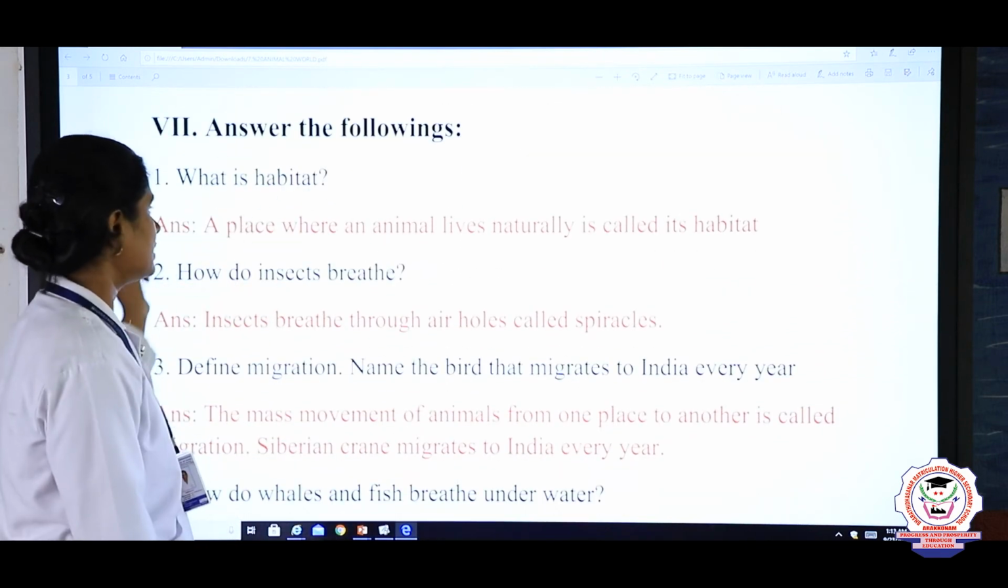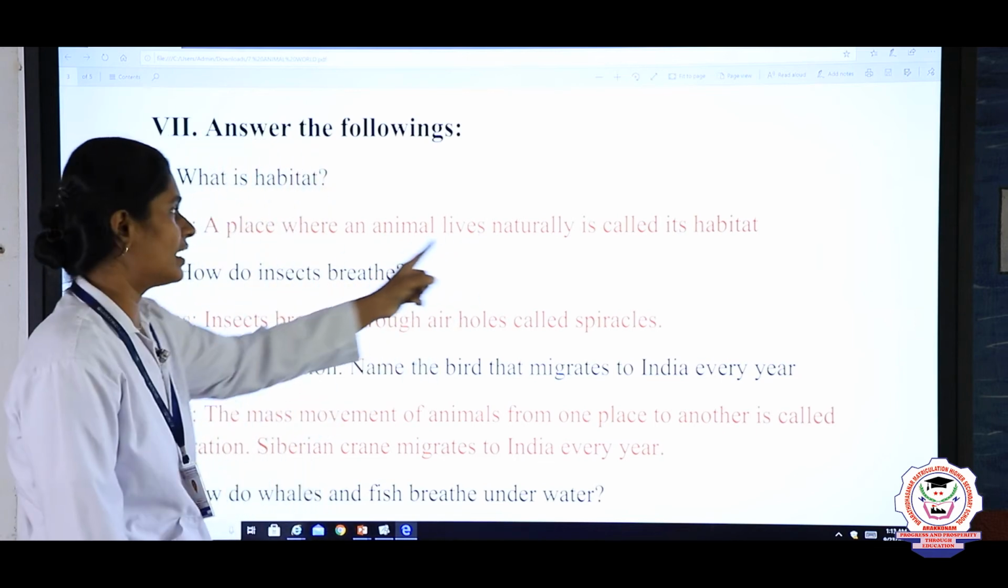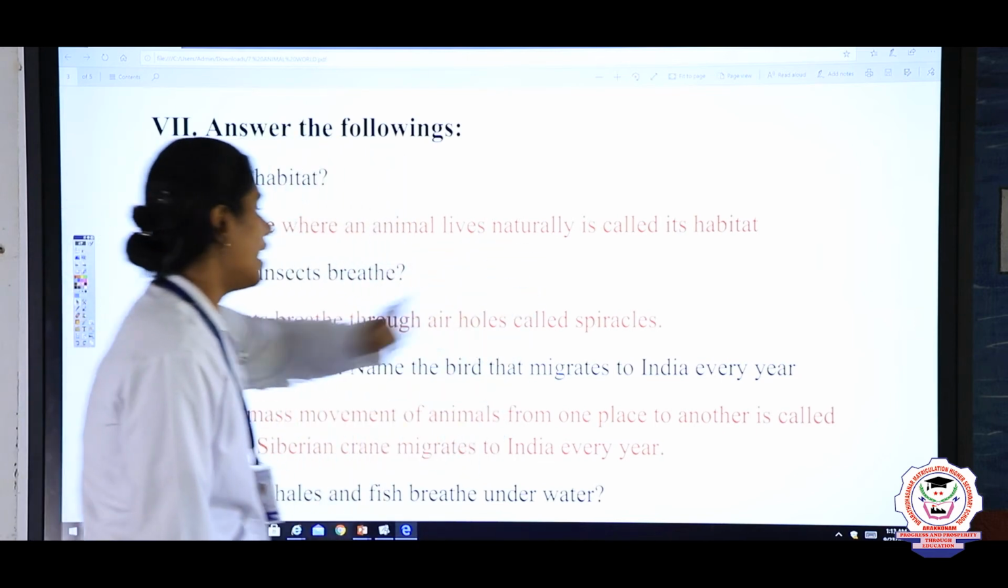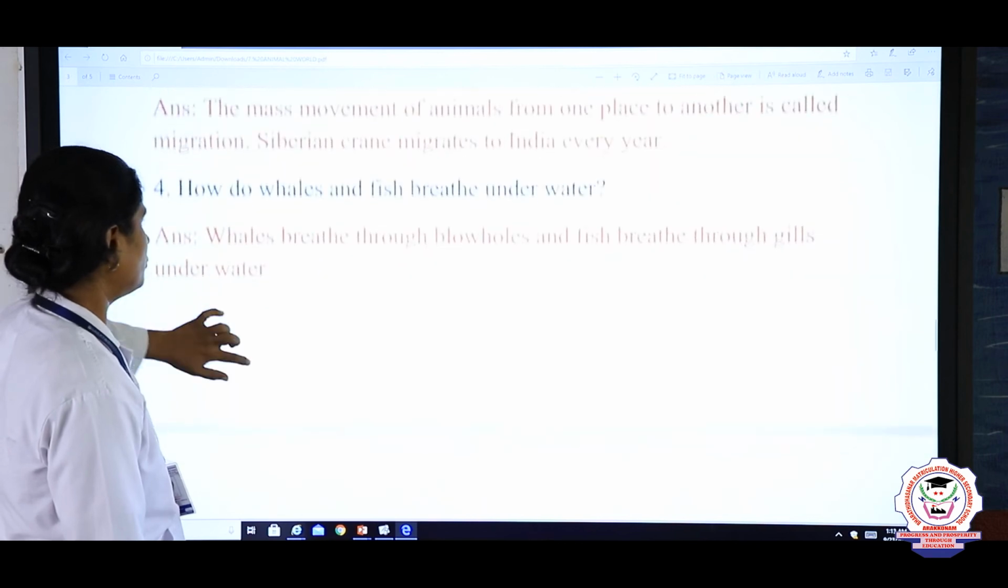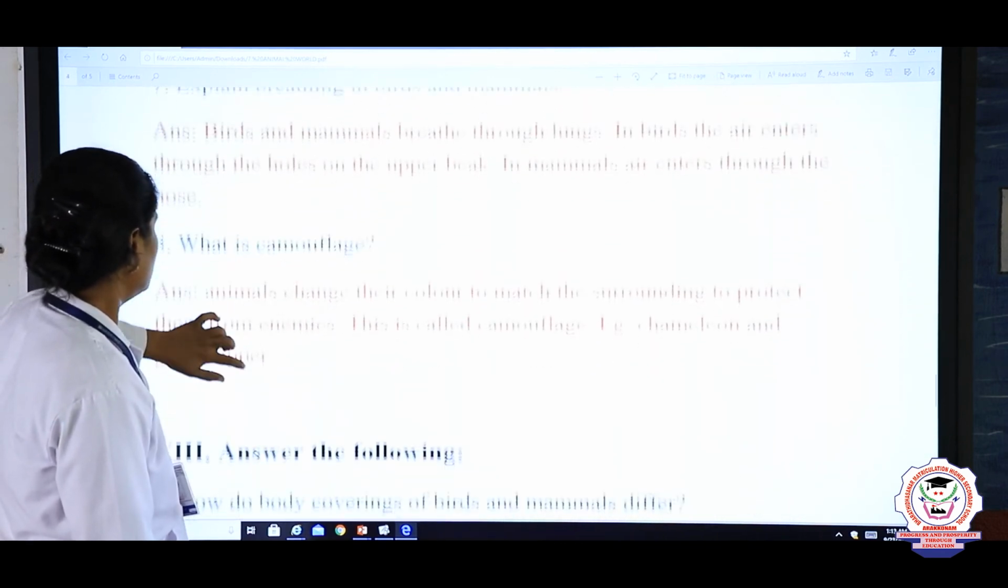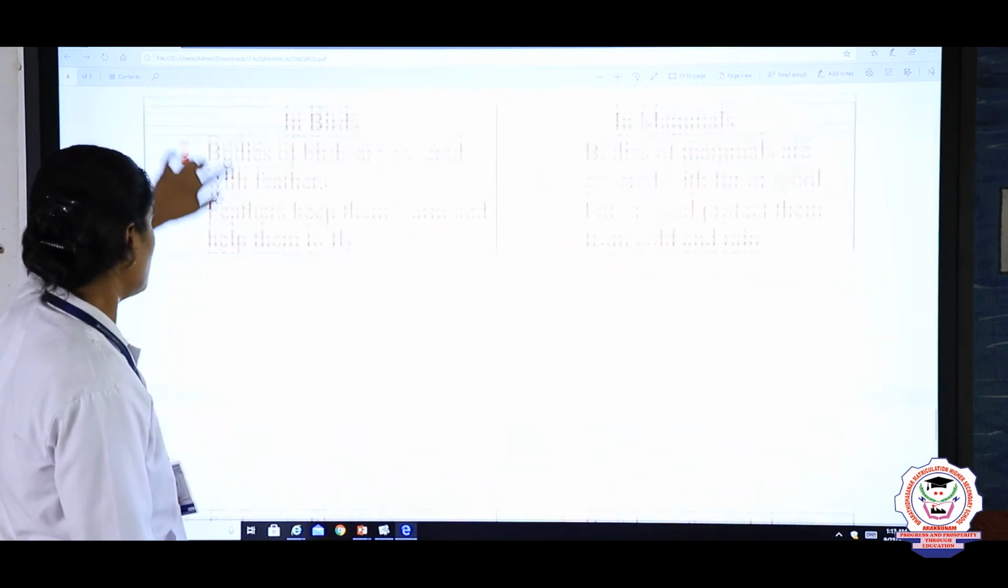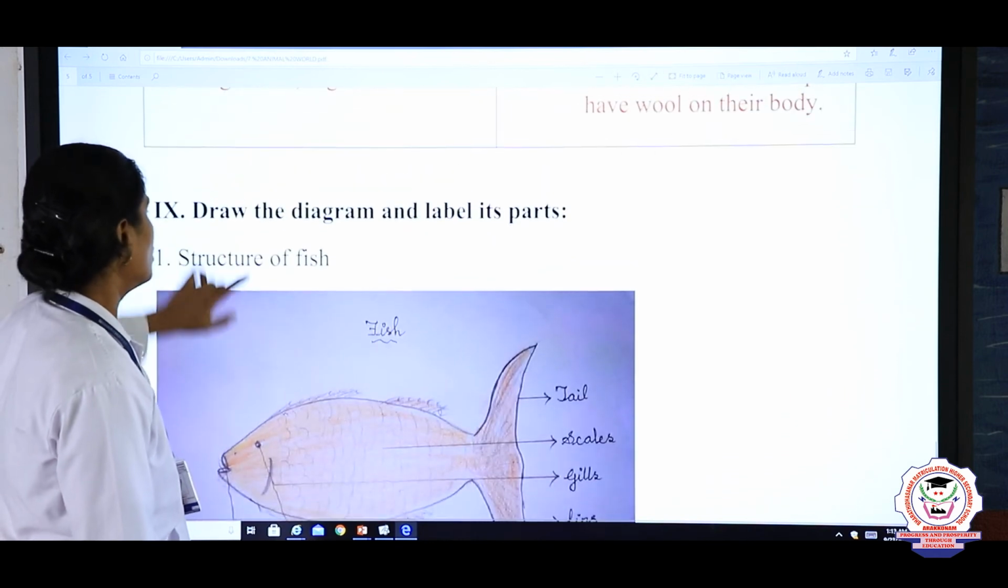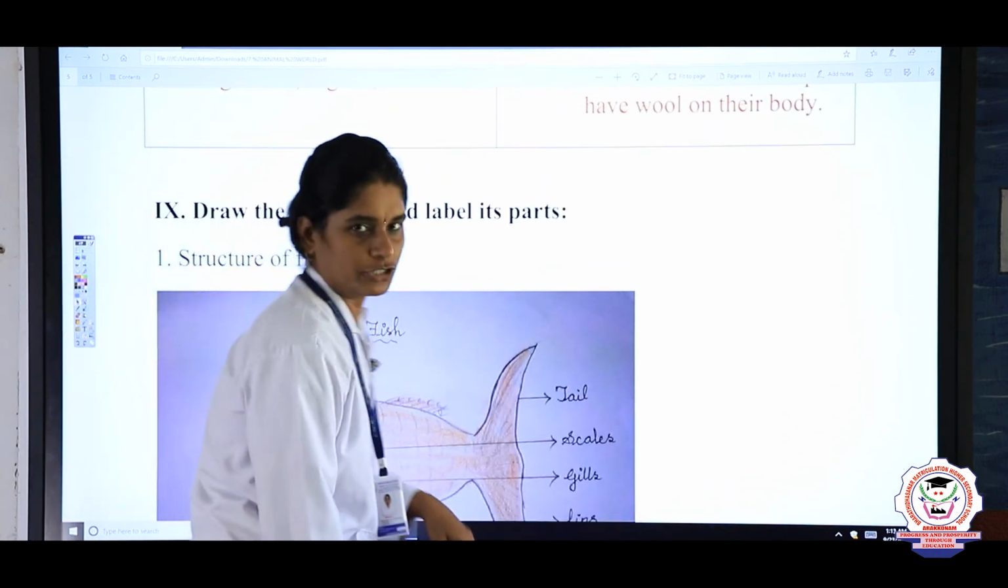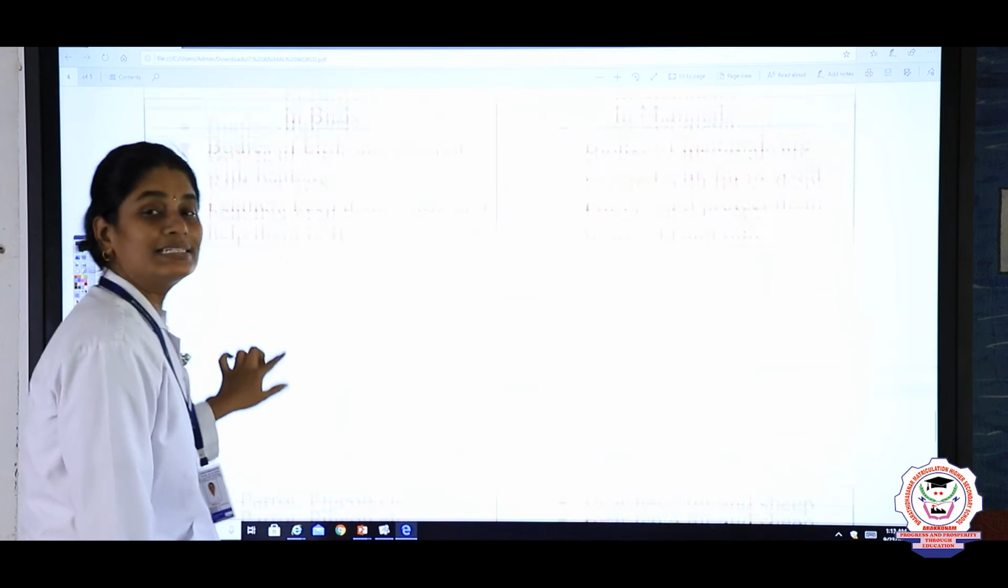So, what is habitat? You have to explain. The place where an animal lives naturally is called habitat, right. So, like that you have to explain, and this is your 5 mark question, right. And you have a diagram also. You have to draw the structure of the fish, right. So, these are all the study materials.